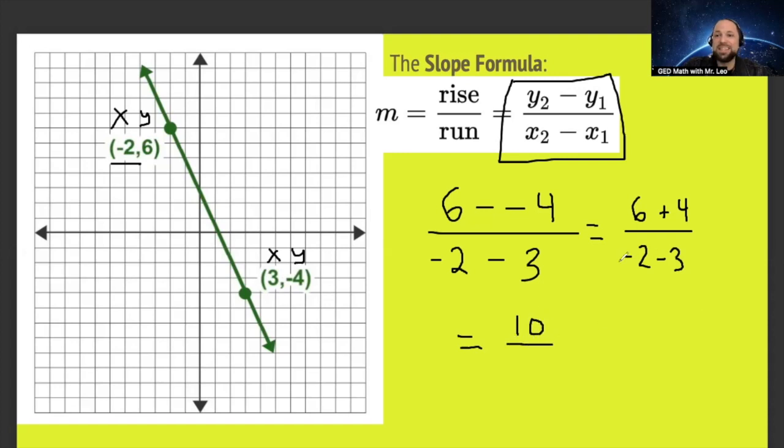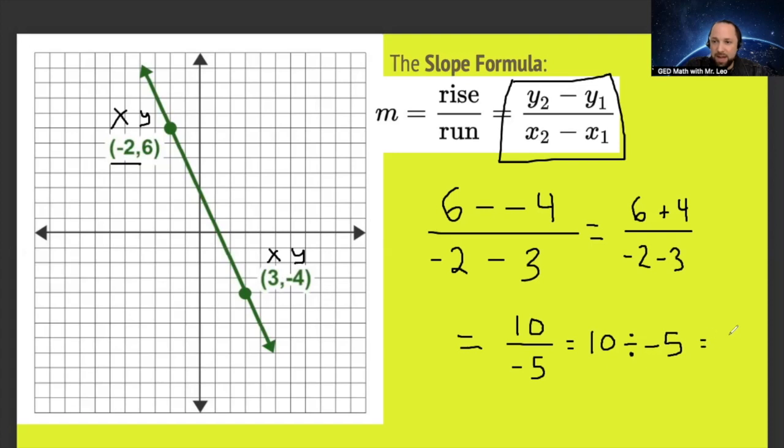Down below, I have -2 minus 3. The signs are the same, so we'll add the numbers and use the sign. That's -5. Now I have 10 over -5. Remember, it looks like a fraction, but it is a form of division. This means 10 divided by -5. Let's finish this.